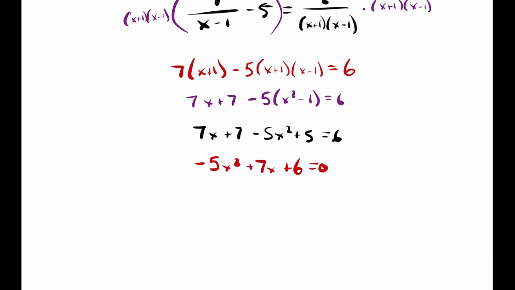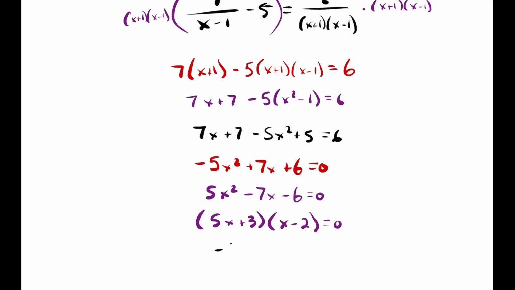Go ahead and pause this if you need to, see if you can factor this for yourself. If not, here we go. Starting off, I'm going to get rid of that negative leading coefficient. It's not going to affect anything, so I'm going to divide the whole thing by negative 1. That gives us 5x squared minus 7x minus 6 equals 0. Makes things a little easier. Now when I factor this, I get 5x plus 3, x minus 2, all equal to 0. Zero product property says that I'm going to have negative 3/5 and 2 as my two solutions.